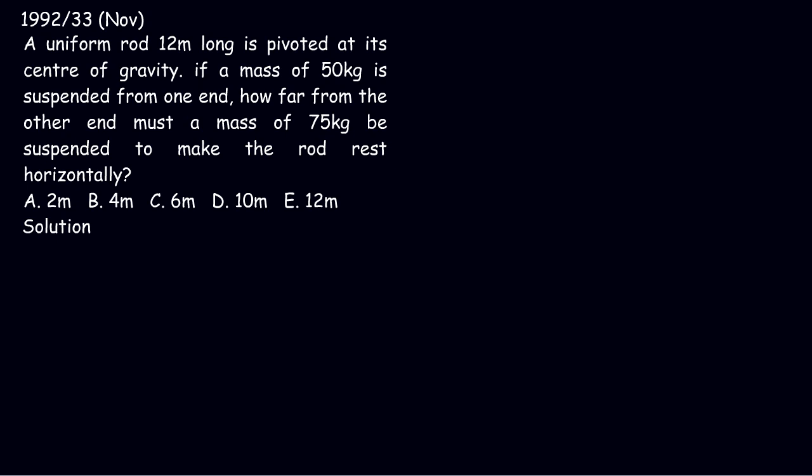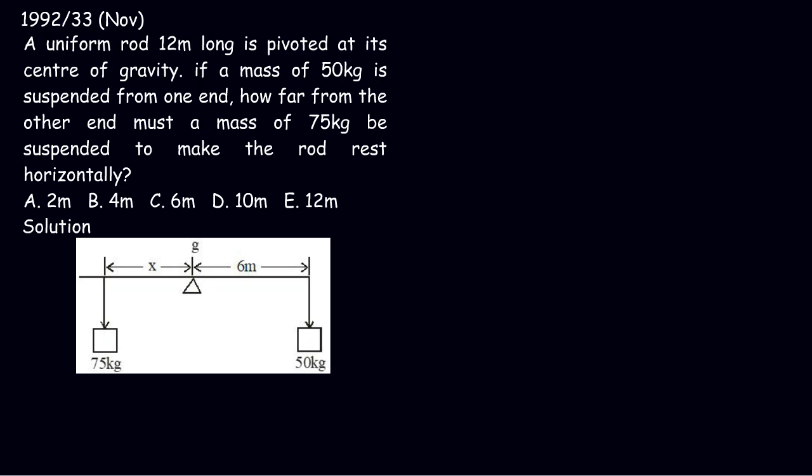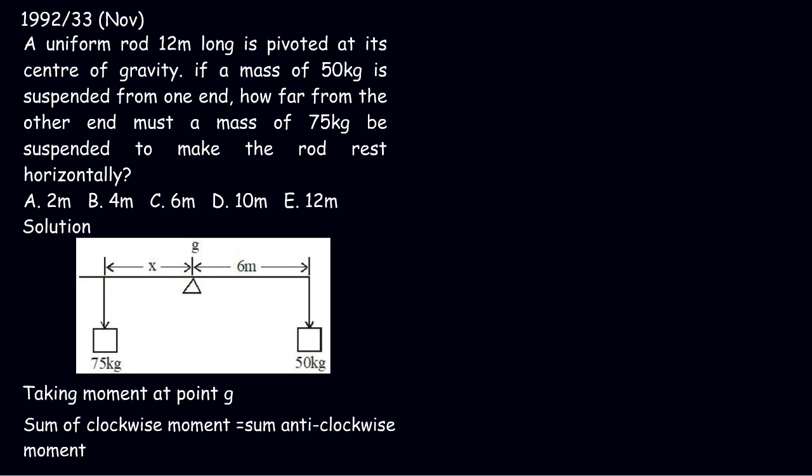Our very first step is to try and represent our question with a diagram, and doing so will make the unknown part we are looking for equal to s. That is, the distance from the 75 kg to our pivot will be s. Now we are going to be taking moments about G, and we know that the sum of our clockwise movement will be equal to the sum of our anti-clockwise movement.